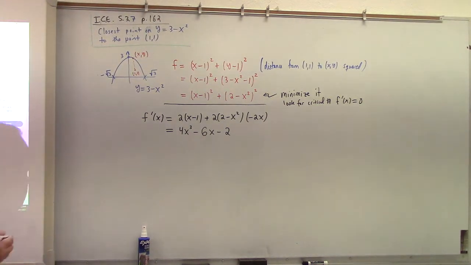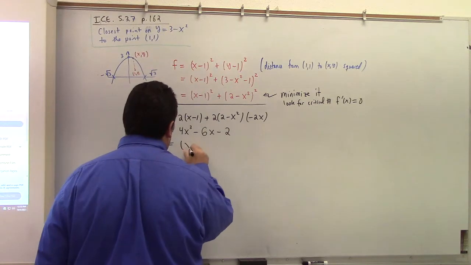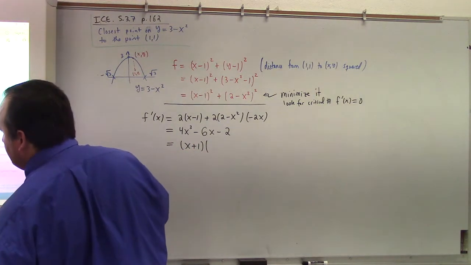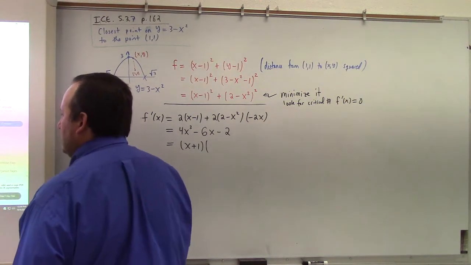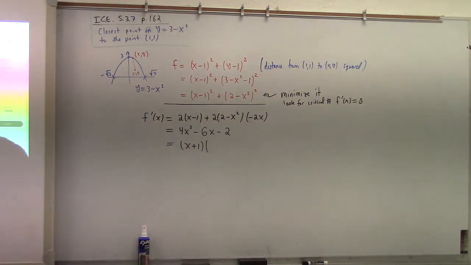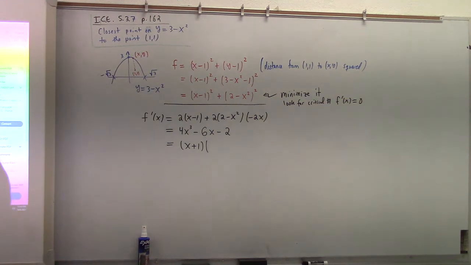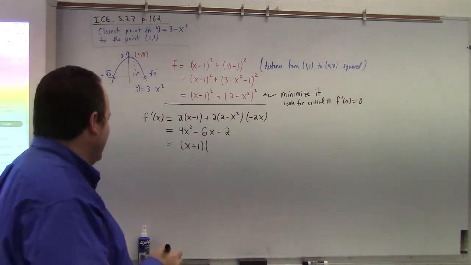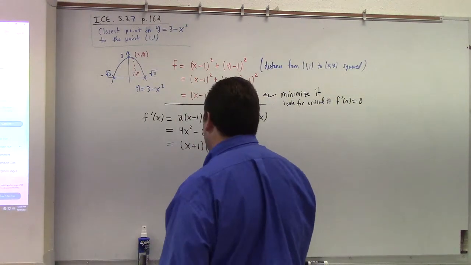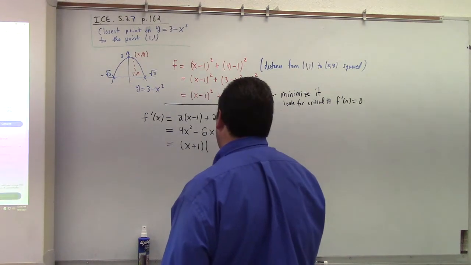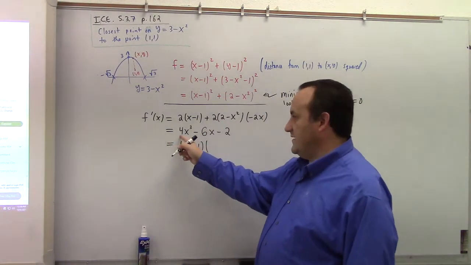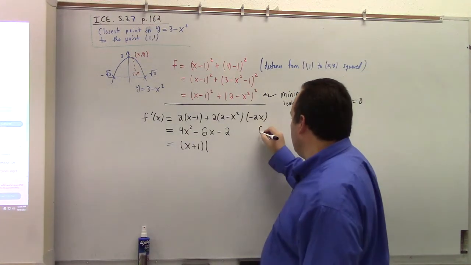And then the helpful hint from the notes says this factors as (x plus 1) times 2x. What? How? Nah, that ain't right. This is not right, because I don't have a leading coefficient of 4. So let's see here. Is minus 1 a solution to this? Let's check that. Is f prime of minus 1 equal to 0?